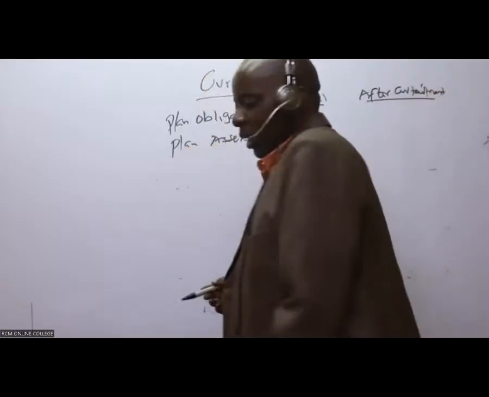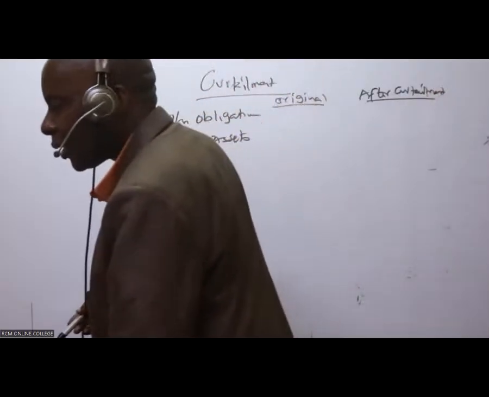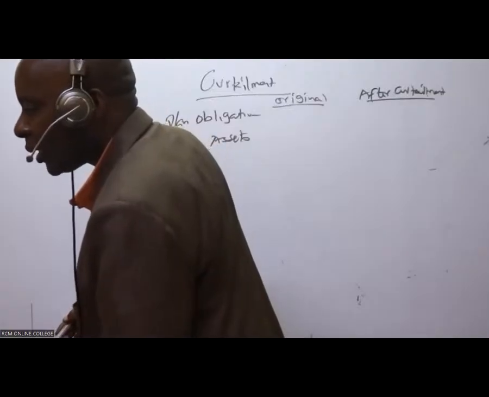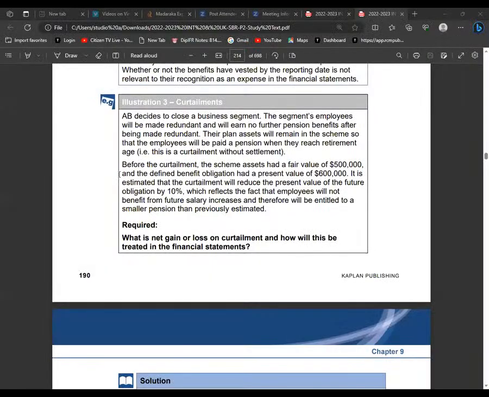So original, I hope you have been able to take the screenshot. We are told that before the curtailment, the plan assets were 500,000. So plan assets, original, 500,000. And then they have told us that the obligation was 600,000.